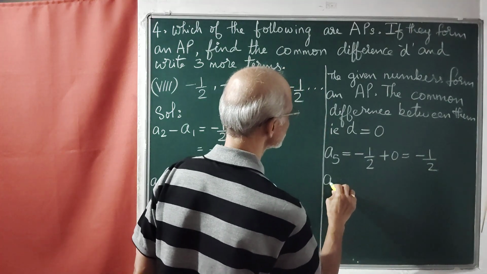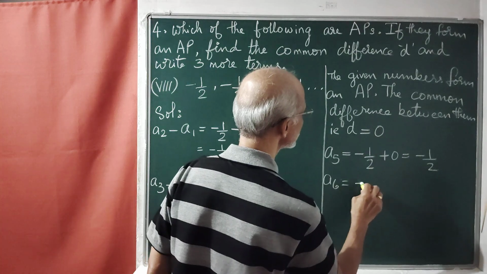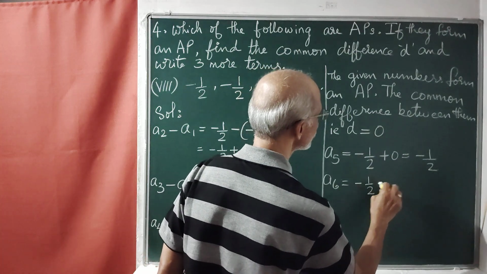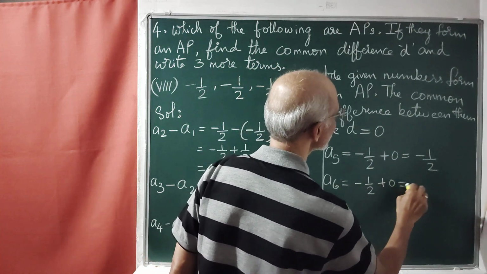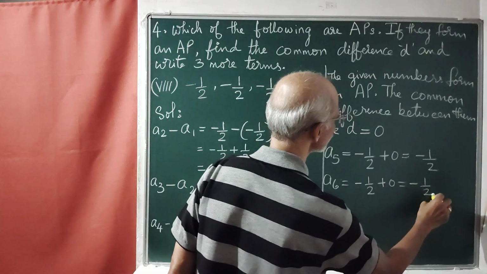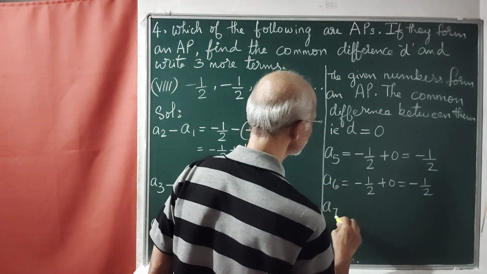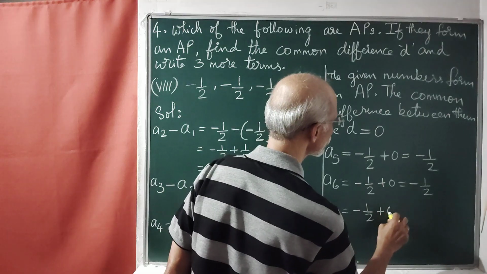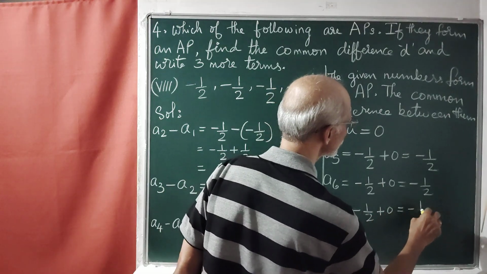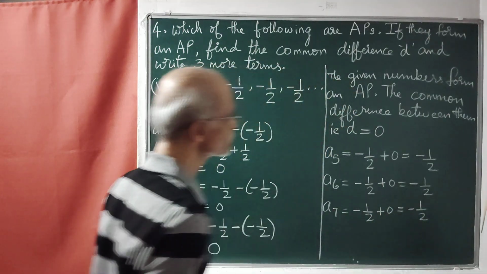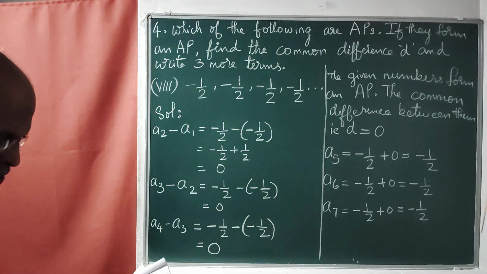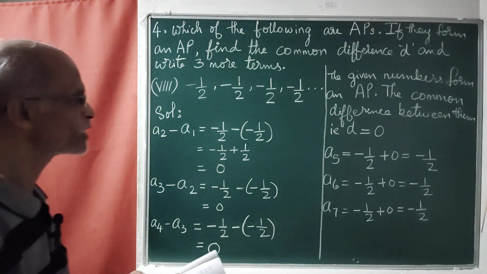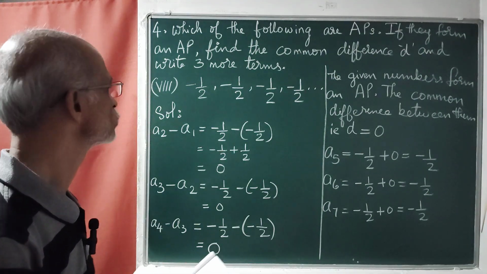Then A6, minus 1 by 2 plus 0. Again minus 1 by 2. A7 is also minus 1 by 2 plus 0, that's equal to minus 1 by 2. The required numbers are minus 1 by 2, minus 1 by 2 and minus 1 by 2.